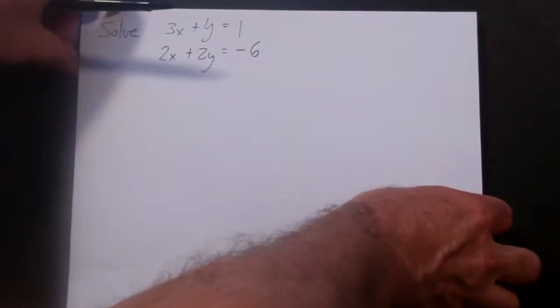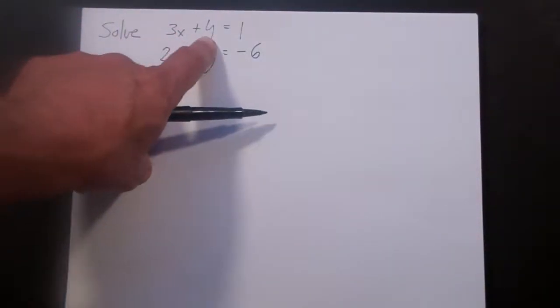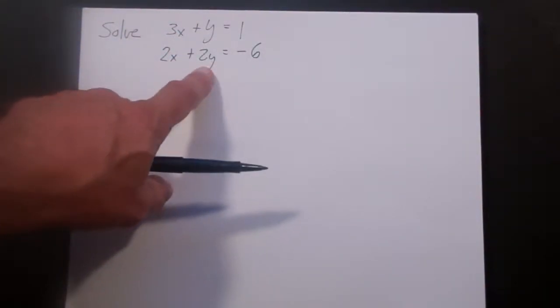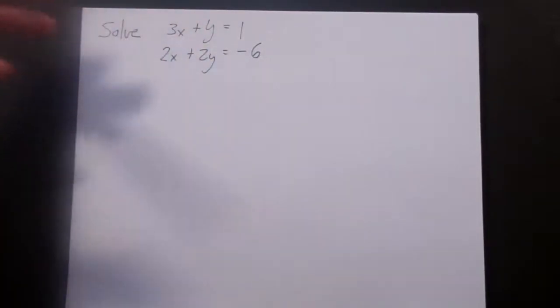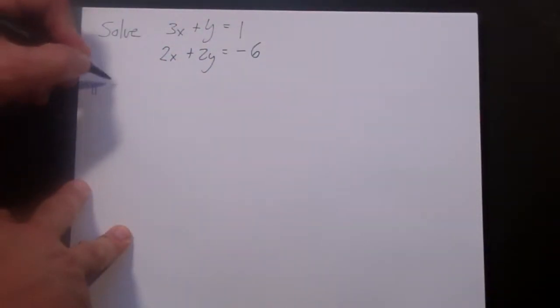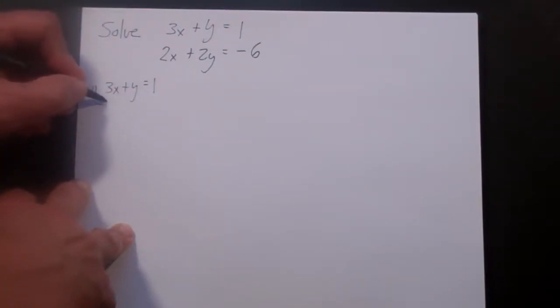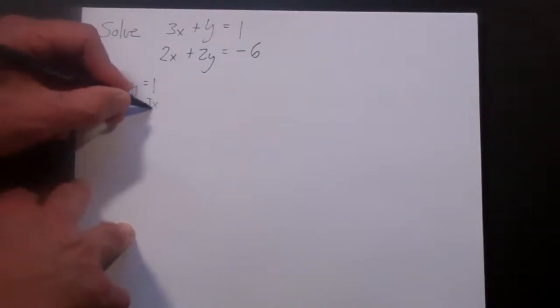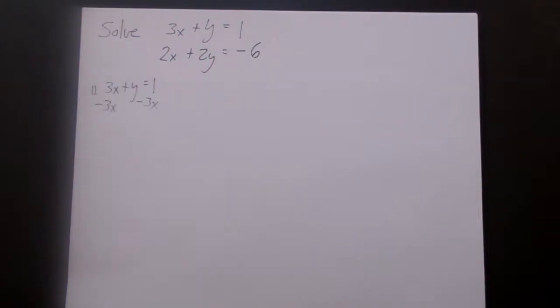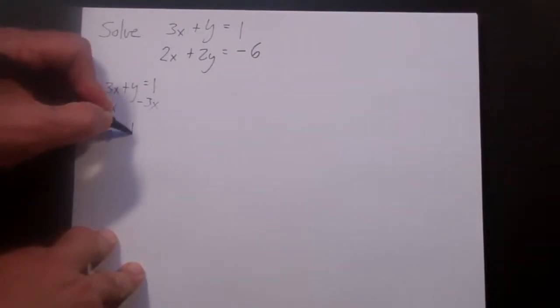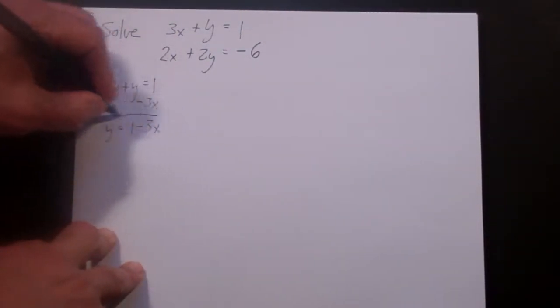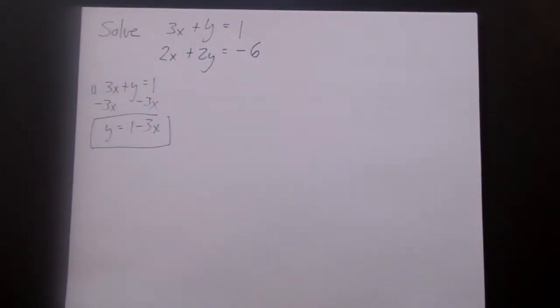And if you notice here, the coefficient of this is 3. The coefficient of this is 1, 2, and 2. So I'm going to solve for that y right there. So let me just rewrite that problem. 3x plus y is equal to 1. And then I'm going to subtract 3x from both sides. And then I get y is equal to 1 minus 3x. That's the end of step number 1.